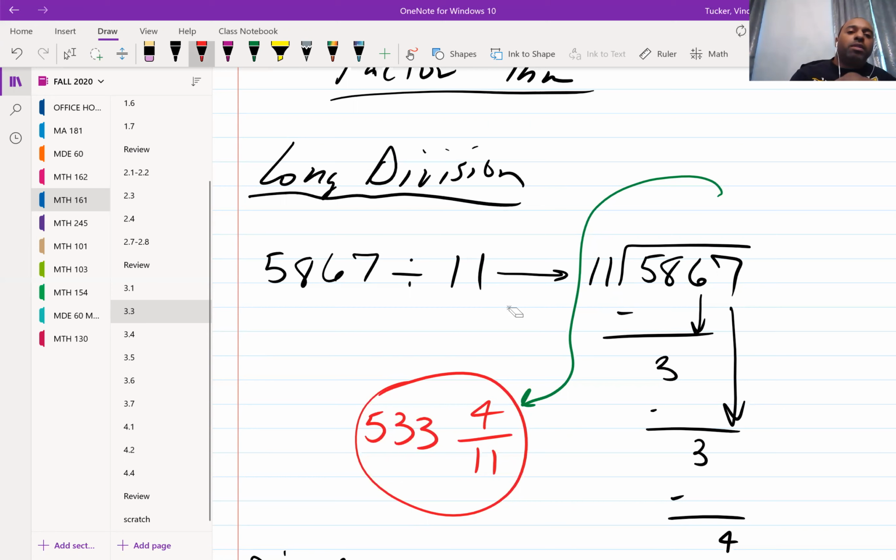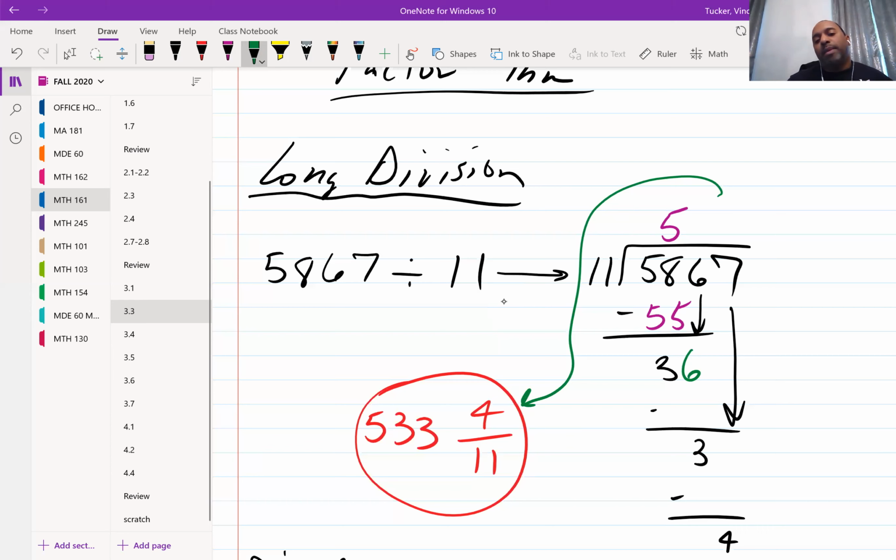Recognize that 11 doesn't go into 5, but it goes into 58 5 times. Then you take this 5, multiply it times the 11. That'll be 55 right here. Now we're going to subtract the 55. 58 minus 55 is 3. Then you bring down that 6.